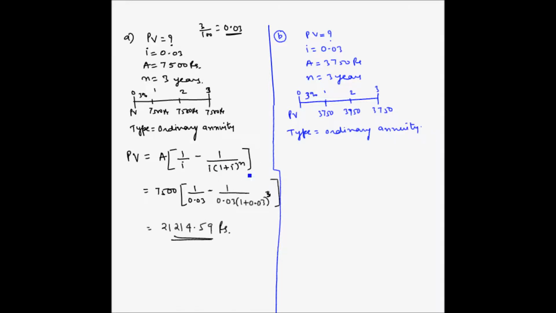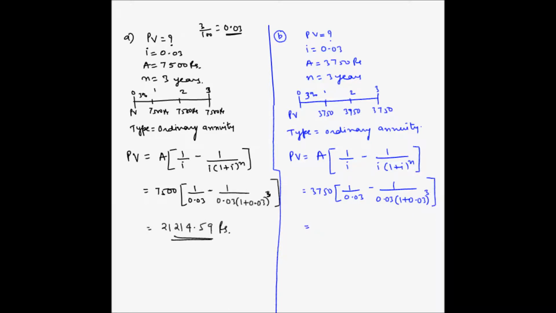So we'll be using the same formula. Present value is equal to A into 1 divided by I minus 1 divided by I into (1 plus I) to the power n. Let's plug in the values. 3750, 1 divided by 0.03 minus 1 divided by 0.03 into (1 plus 0.03), n is again 3.